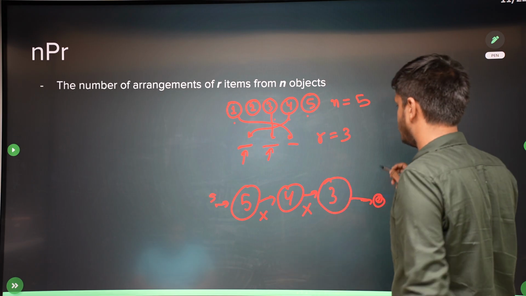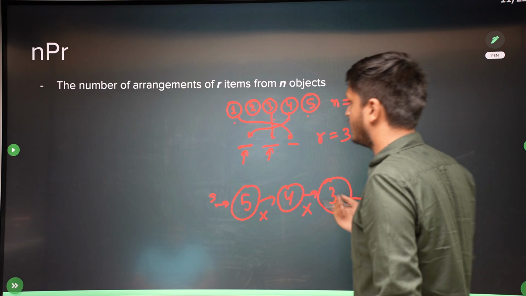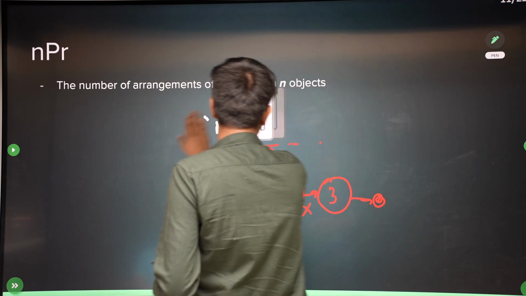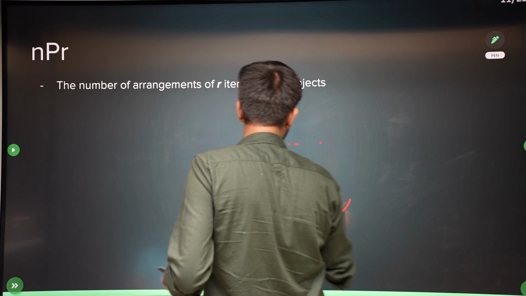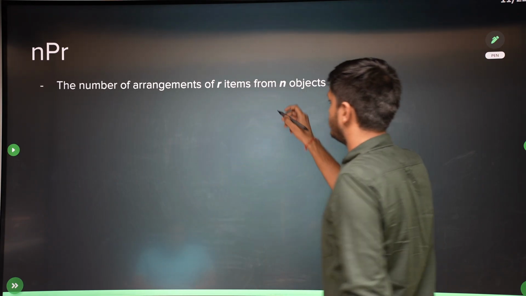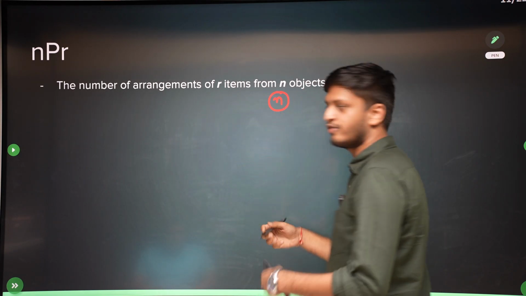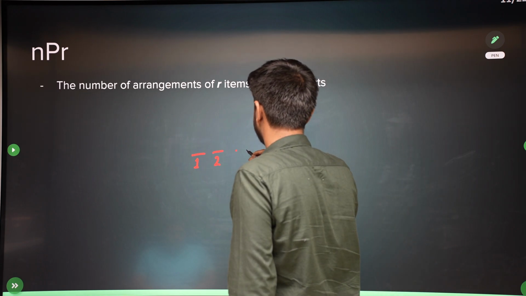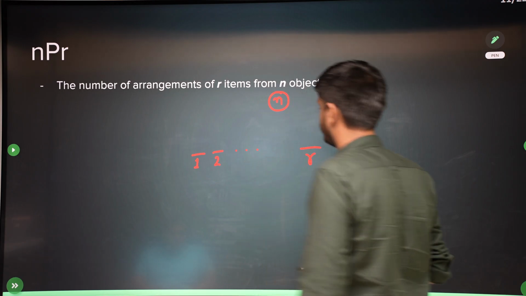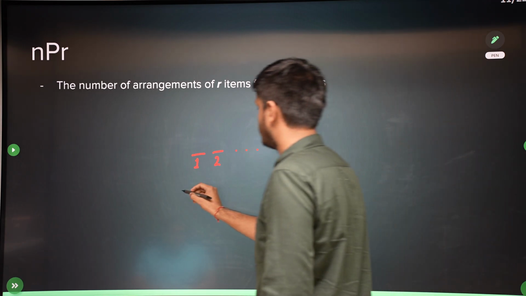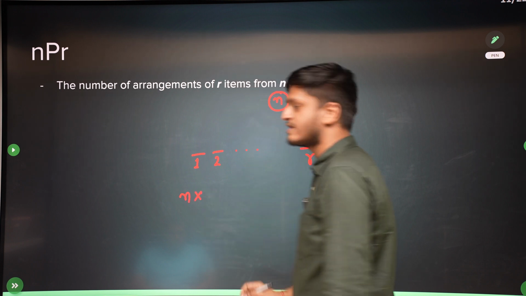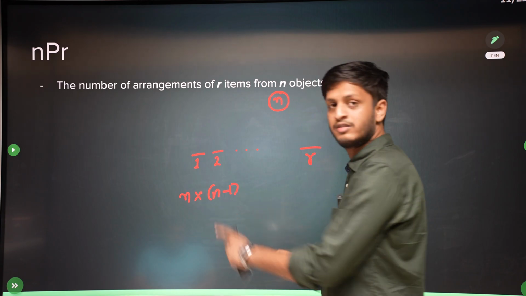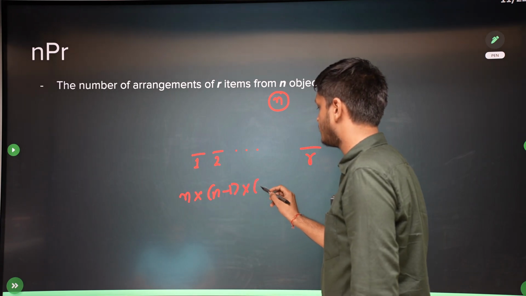Very simple. So coming to the derivation again, we can do the same thing for n objects and r places. So let's say now you have n objects. For a generic proof, let's say we have r places. For the first place, I will have n options. For the second place, I will have n minus 1 options because one object is already gone. For the third place, I will have n minus 2 options.